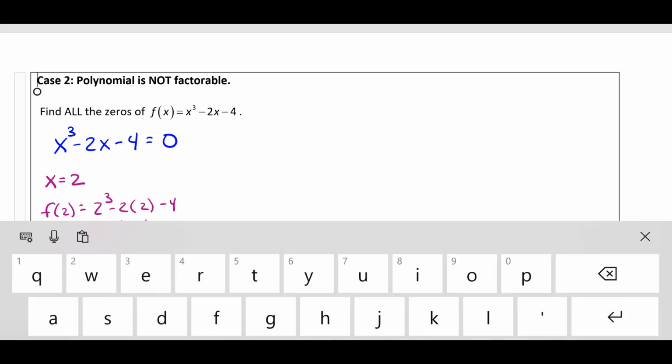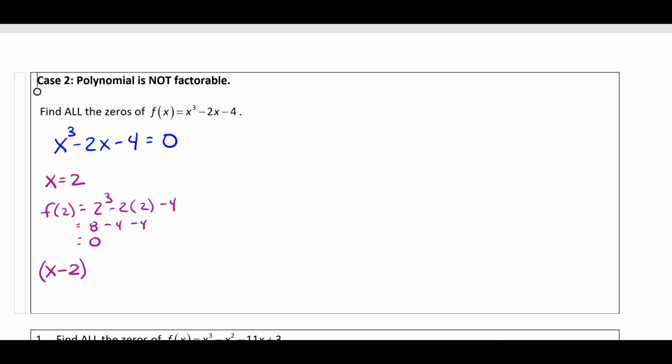Well, how does that help us? Knowing the factor is going to allow us to figure out the other factor. And remember, to do this, we would have to use long division. So that's what we're going to do next. We're going to divide x minus 2 into x cubed, and remember, we need a 0 term: 0x squared minus 2x minus 4. This is where polynomial long division comes in handy.